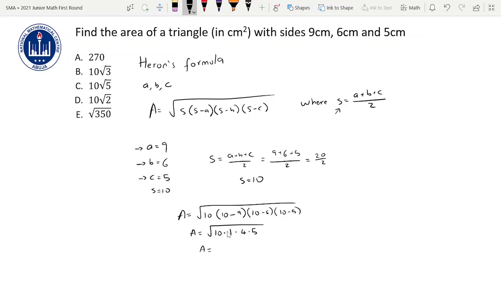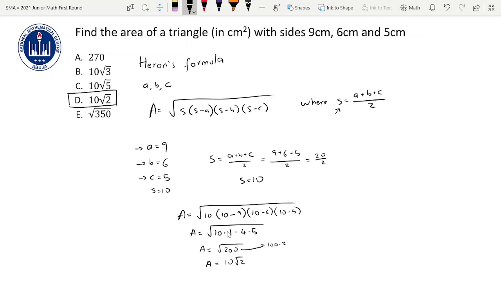So the area of this triangle is the square root of 10 times 4 times 5, which is 40 times 5, that's the square root of 200. And 200 is the same as 100 times 2. So the area of this triangle is 10 root 2. And yes, option D is the correct answer here. So that's how to go about solving this question.